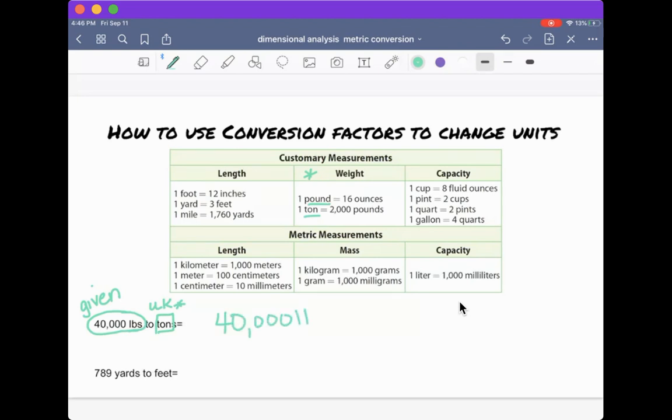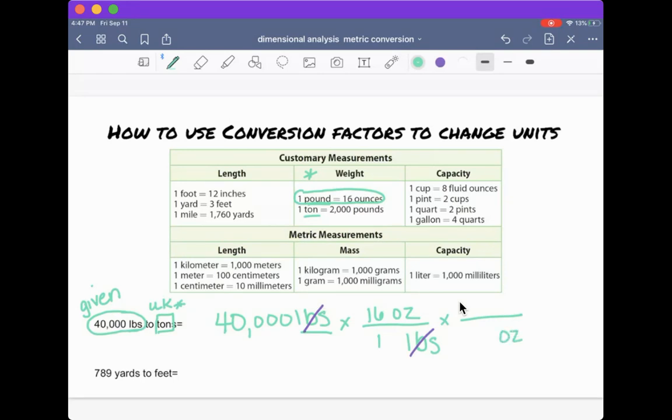All right, so I'm going to go ahead and write my known, 40,000 pounds. Okay, and now we're going to start crossing out. So I want pounds on the bottom because pounds is on the top right there. I want pounds to be down here. Okay, so if I look up here, here is my pounds equality that I'm going to set up. So I'm going to put the 1 on the bottom because that's pounds, and then 16 ounces on the bottom. So what this does is it gets rid of pounds. Okay, so now I'm left in ounces.